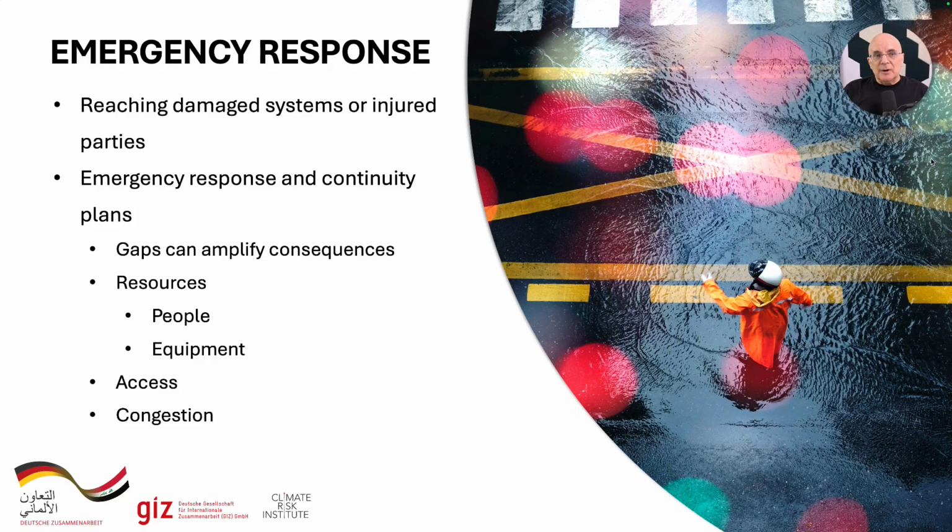Our emergency response. Can we reach damaged systems or injured parties? Are there impacts on our emergency response and continuity planning? Gaps can amplify consequences. We consider the resources we have, the people and the equipment, our access and potential congestion during an event. Are there a lot of different emergency response organizations trying to reach the same spot at the same time?